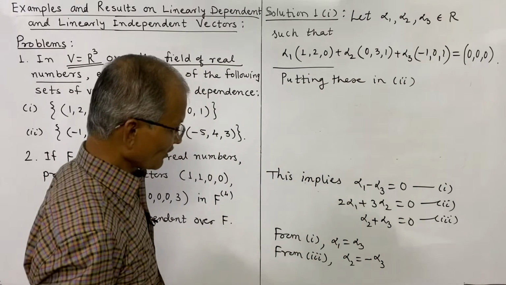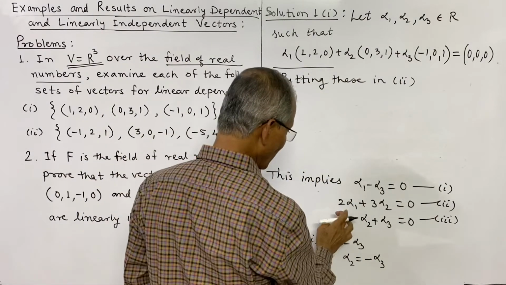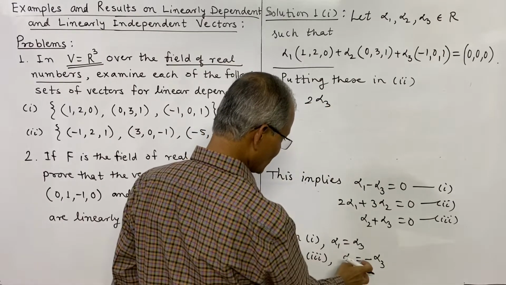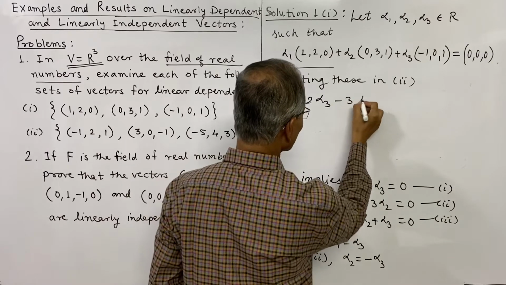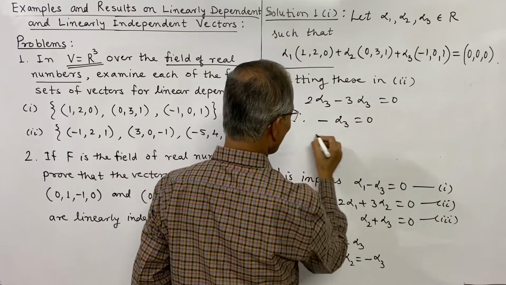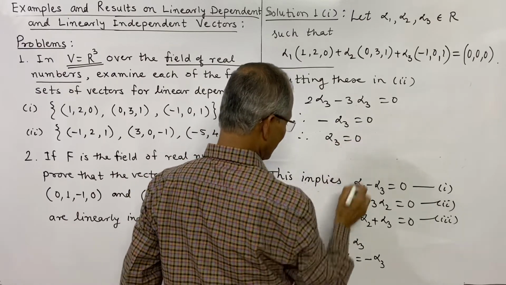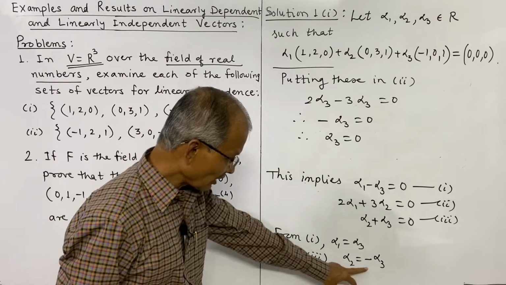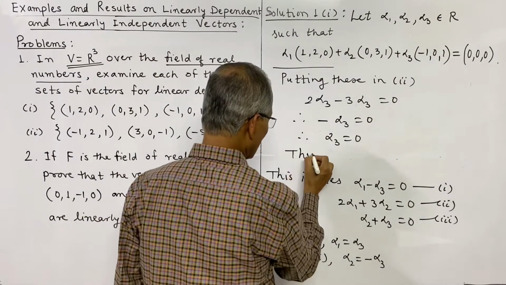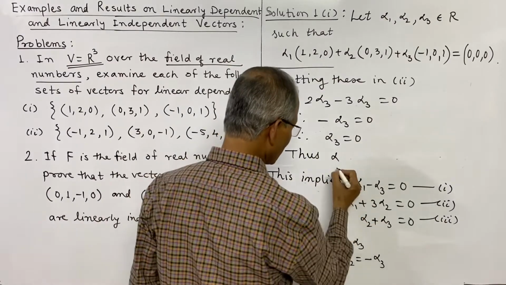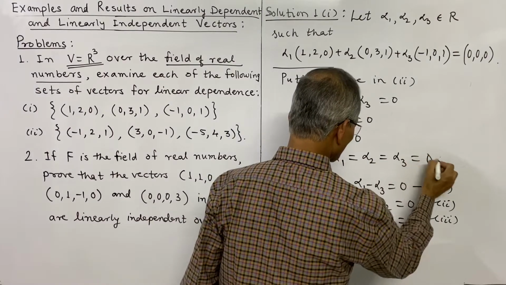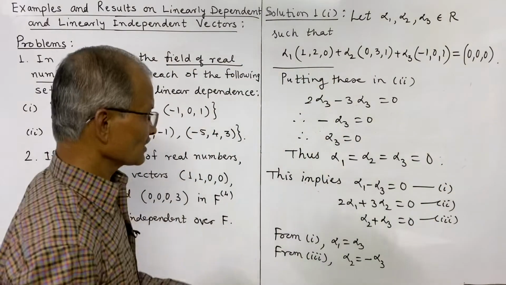And what this implies, yes, we can write from 2, putting these in 2, what we shall get is alpha 1 is 2 alpha 3, and alpha 2 is minus 3 alpha 3 is equal to 0, and this gives minus alpha 3 is 0, that is alpha 3 is 0. And because alpha 3 is 0, alpha 2 also becomes 0, alpha 1 also becomes 0. Thus alpha 1 is equal to alpha 2 is equal to alpha 3 is equal to 0. All the three scalars are 0.